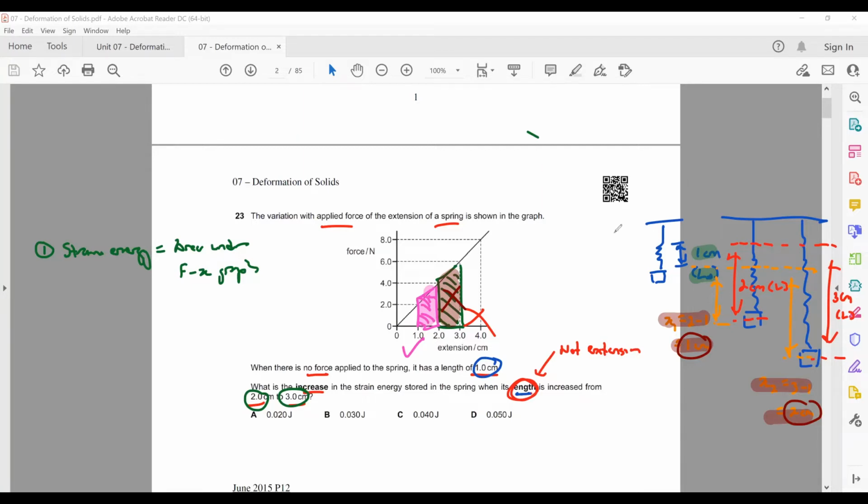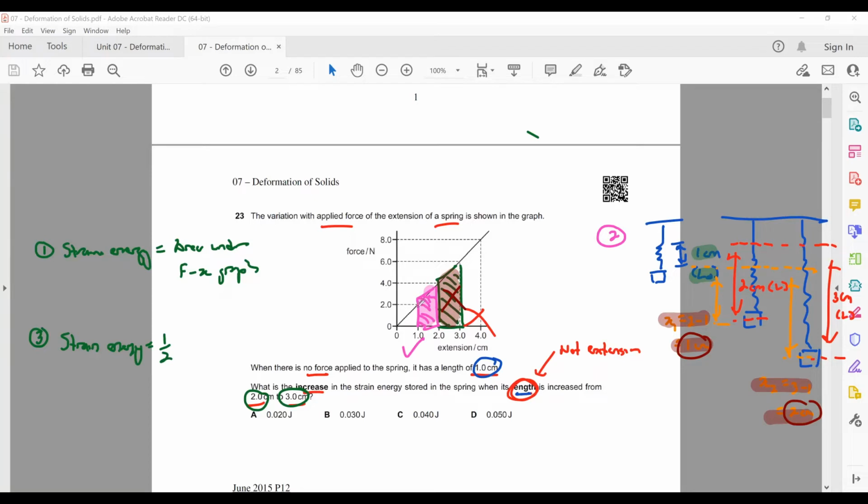Right, so this is problem number 2. Okay, this is the actual extension of the spring when the length changes from 2 to 3 centimeter. So right now, your area is actually the area of the trapezium. Your strain energy is going to be the area of the trapezium.